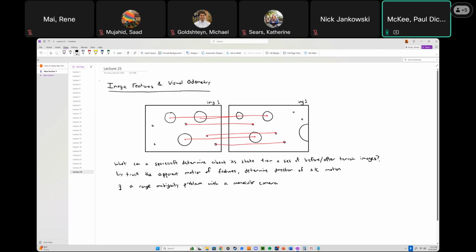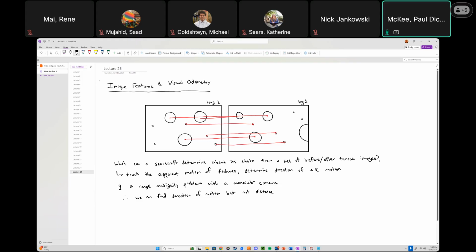So if you just have one camera taking before and after images, you're not actually going to get your distance traveled. You're just going to get your direction traveled. So therefore, we can find direction of motion, but not distance. At least not with this particular method.